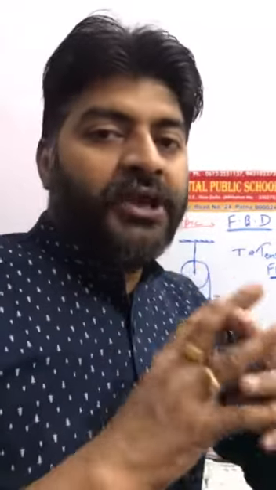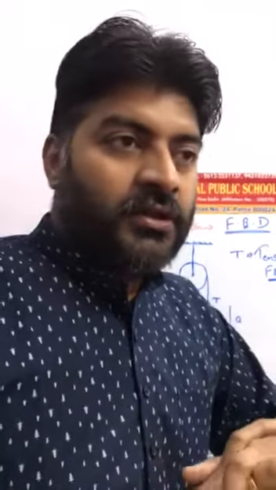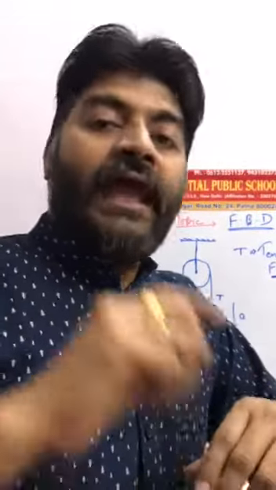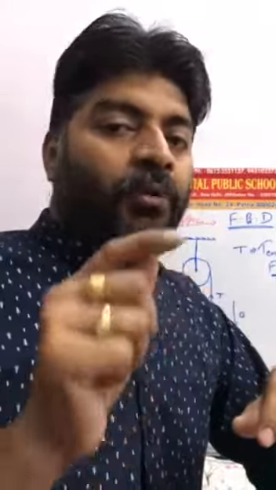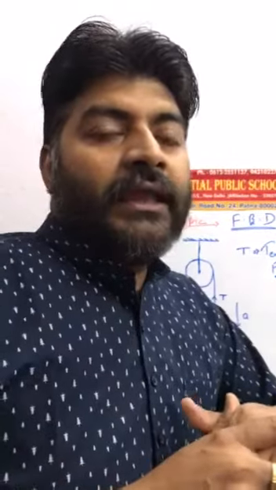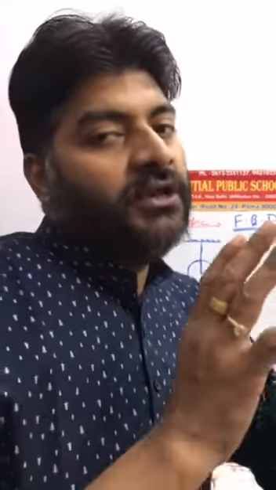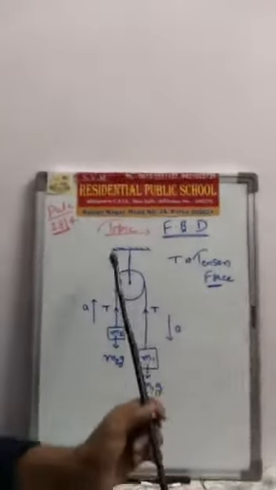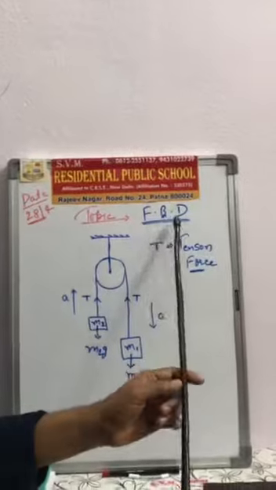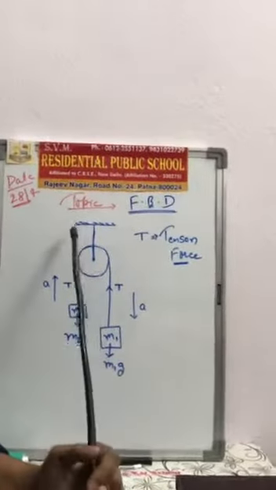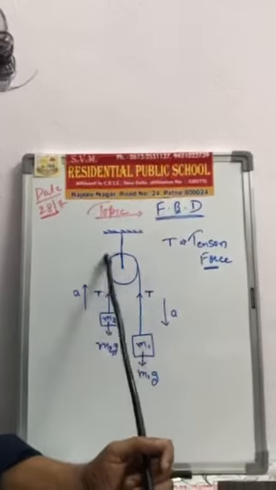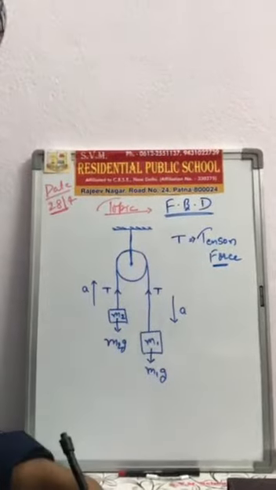Here today we study the formula of tension force and acceleration developed in a body in a free body diagram. Now let's see on the board. The topic is free body diagram. Here we have a frictionless and massless pulley. You know about the pulley.